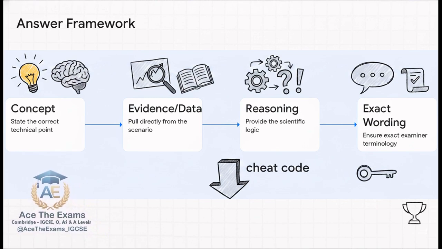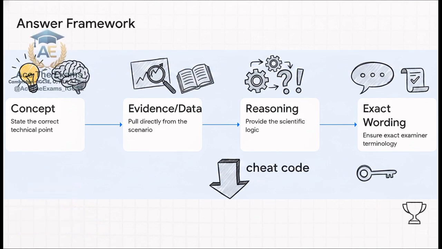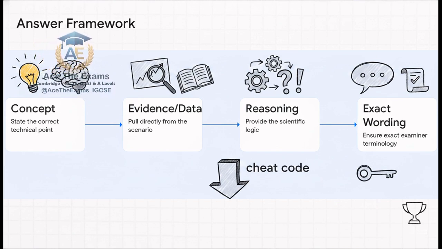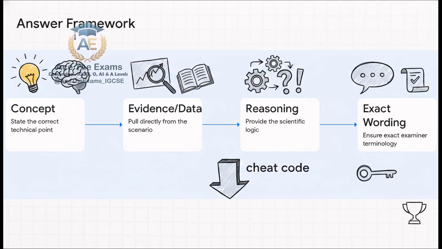First, state the correct technical concept. Second, pull evidence or data directly from the question's scenario. Third, give the scientific or computational reasoning, the how and why it works. And finally, make sure you're using the exact examiner wording, the specific terminology they demand. Let's actually see this in action.